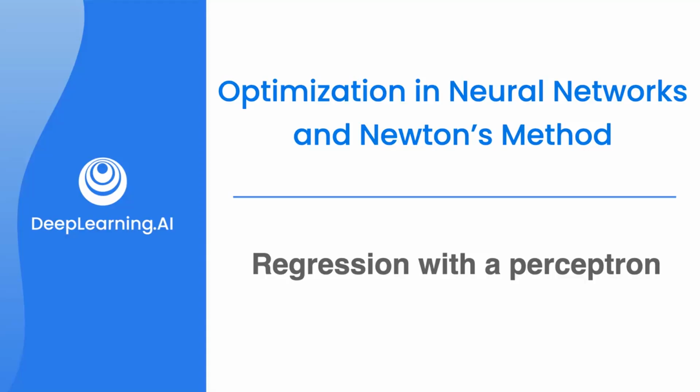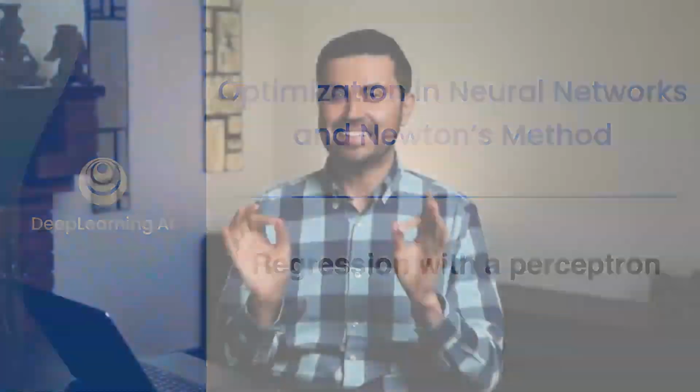Welcome to week 3. In this week, you're going to learn what a neural network is and how to train them using gradient descent. You're also going to learn an alternate method to gradient descent called Newton's method, which is also very fast and very useful. But let's start with the first video.